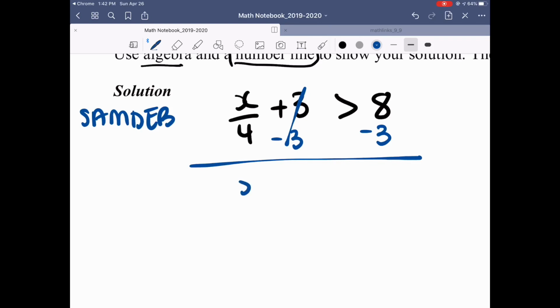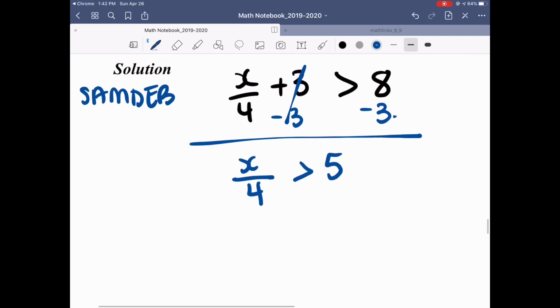Then we're left with x over 4 is greater than, and here we have a negative, but are we multiplying or dividing? No, so we do not flip the inequality. 8 minus 3 is 5.